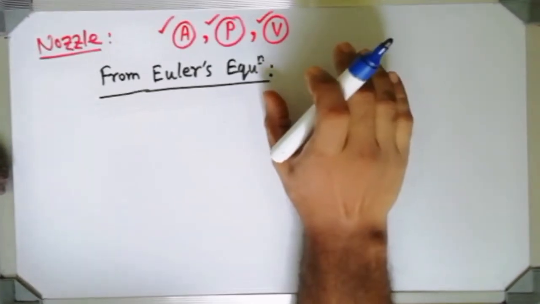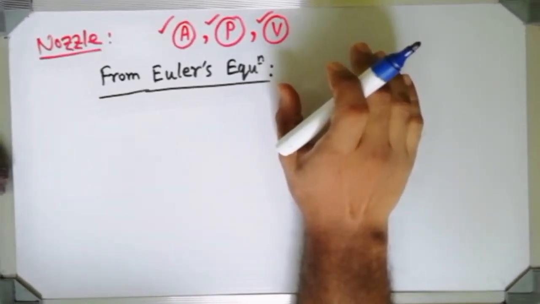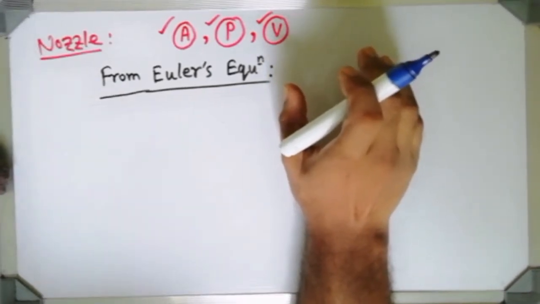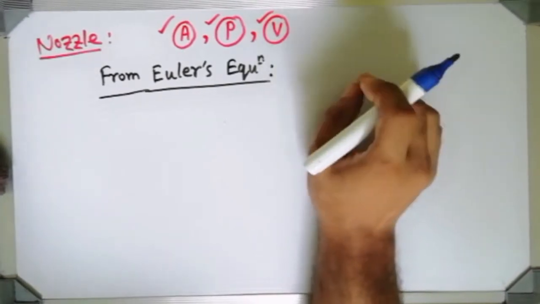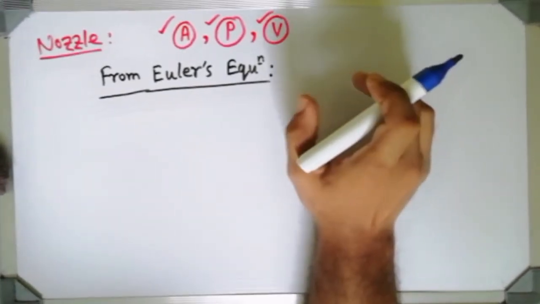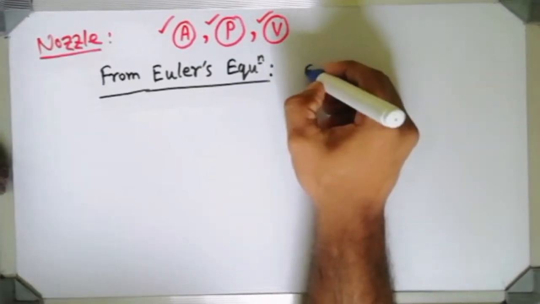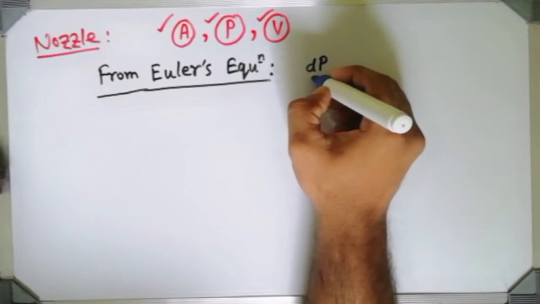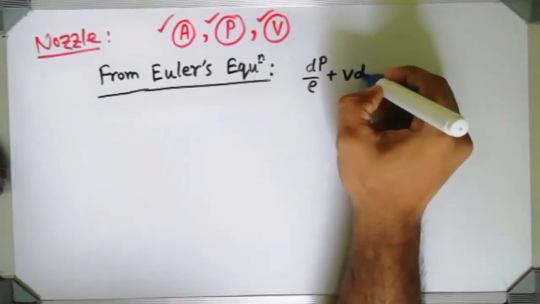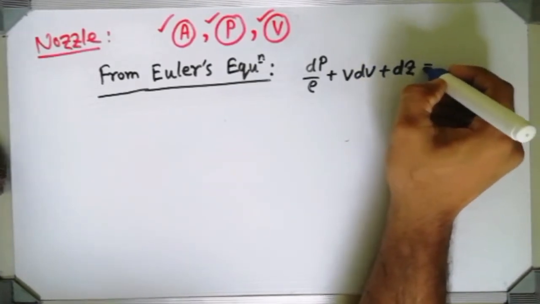It is basically an energy equation, which is valid for a fluid flowing through a duct. I am going to use the final form of the Euler equation, which looks like this: dP by rho plus VdV plus G dz equals 0.